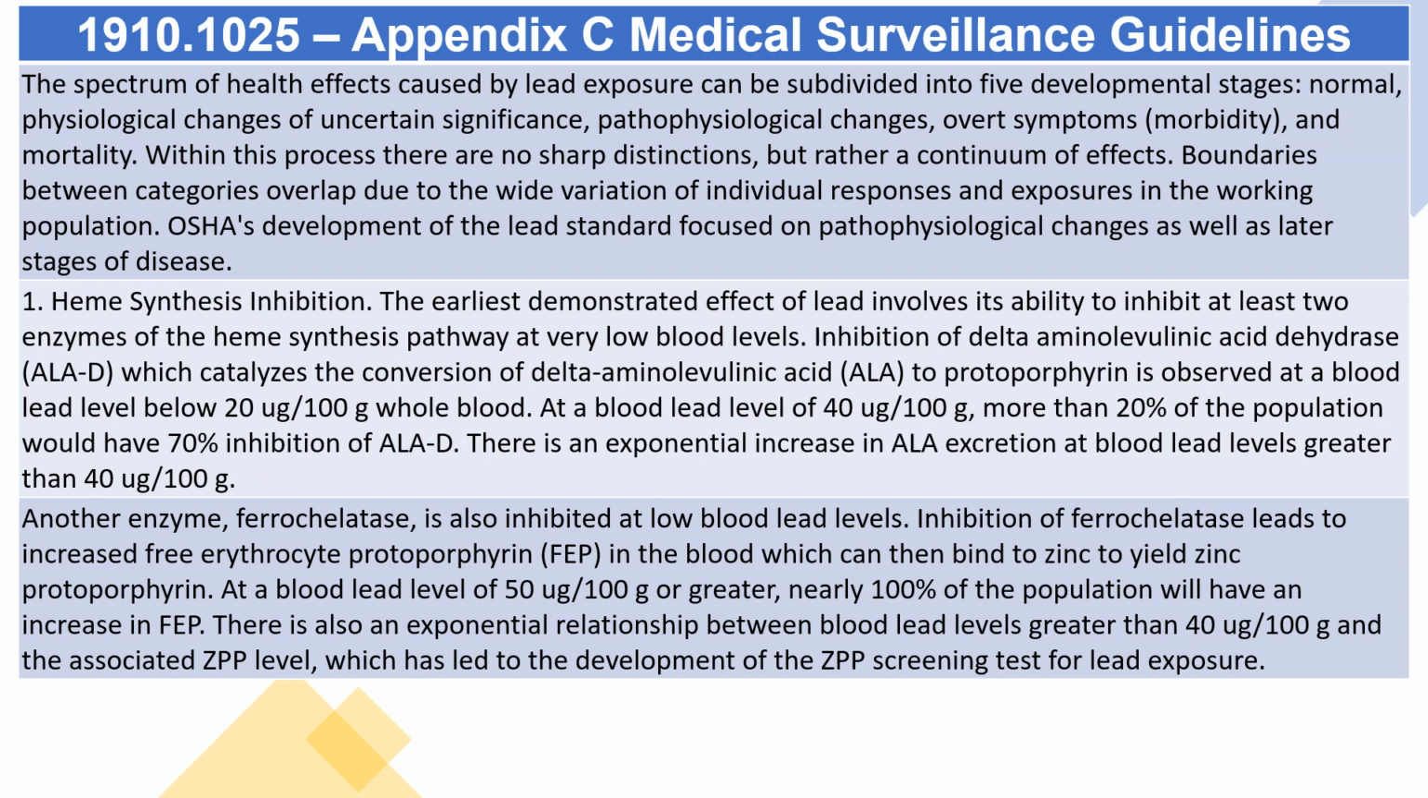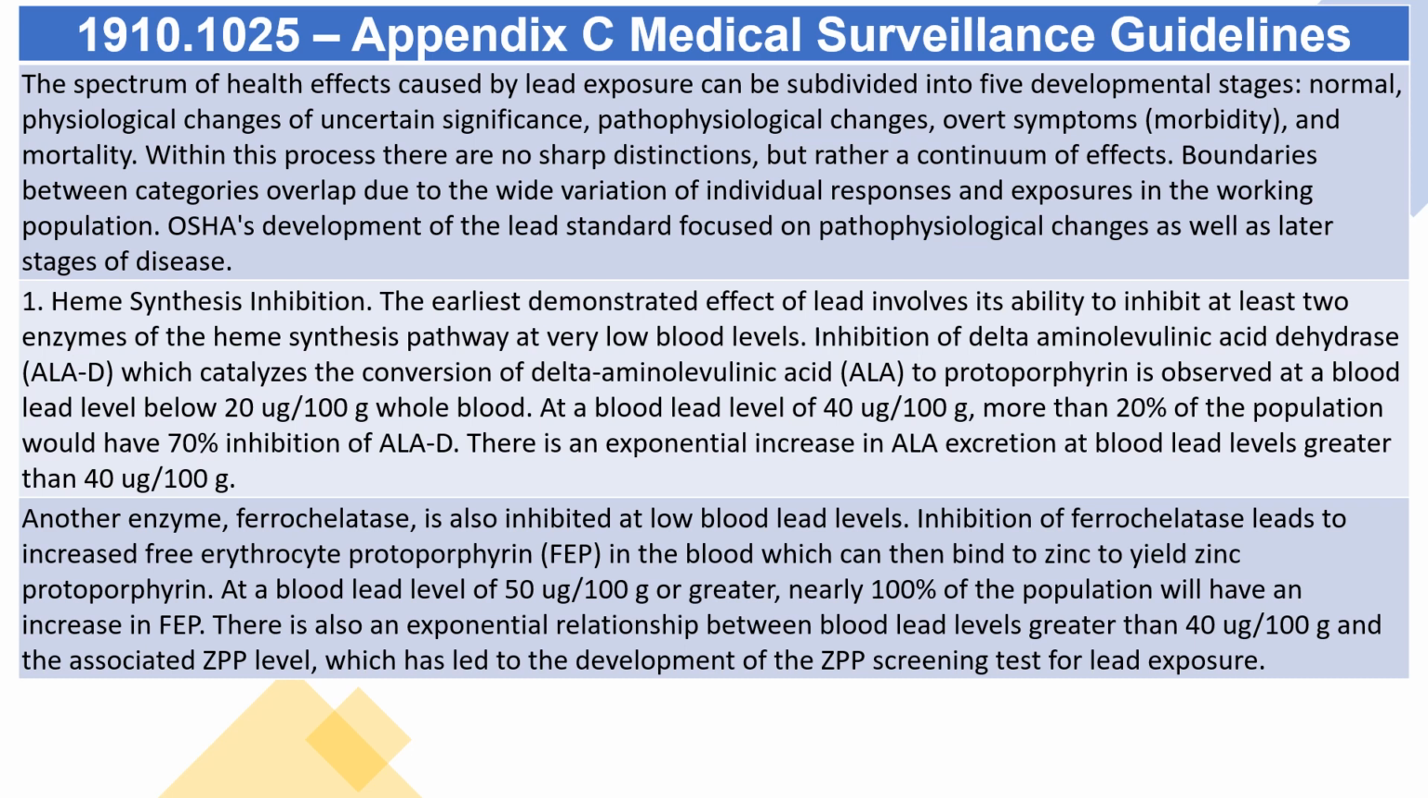The spectrum of health effects caused by lead exposure can be subdivided into 5 developmental stages: normal, physiological changes of uncertain significance, pathophysiological changes, overt symptoms, morbidity, and mortality. Within this process, there are no sharp distinctions, but rather a continuum of effects. Boundaries between categories overlap due to the wide variation of individual responses and exposures in the working population. OSHA's development of the lead standard focused on pathophysiological changes as well as later stages of disease. 1. Heme synthesis inhibition.